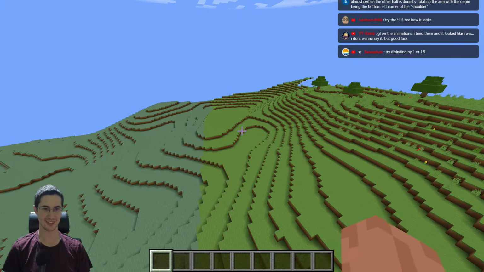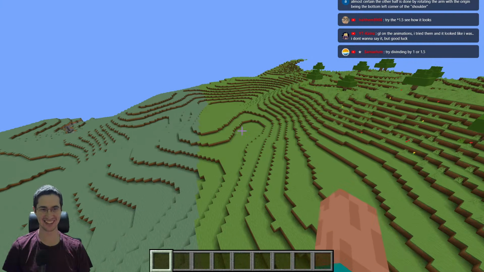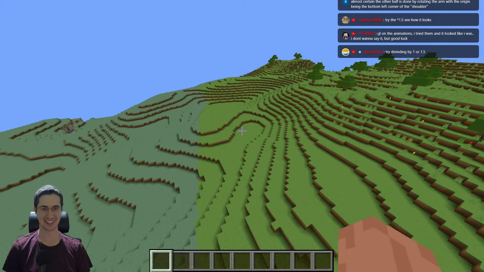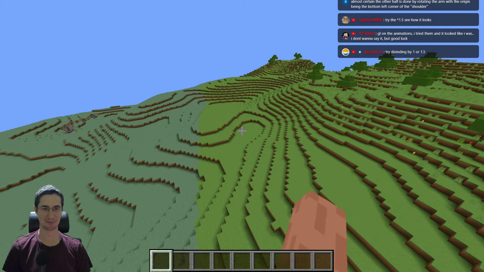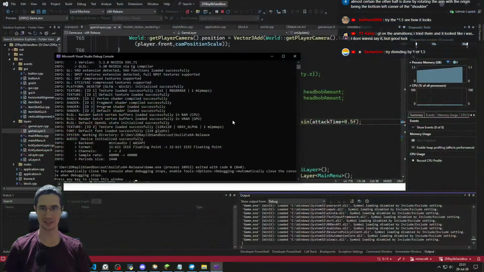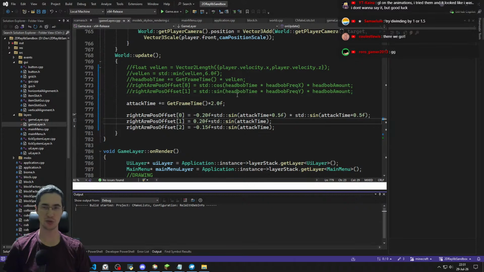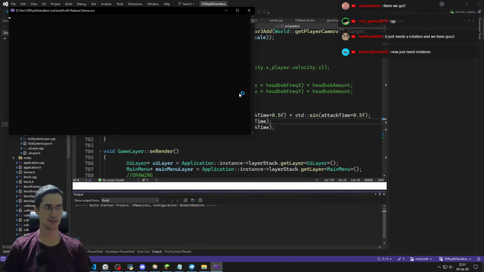Yo, chat. Much better, chat. It's much better for the positioning. Let's see the other one. Now we have all of the axes.